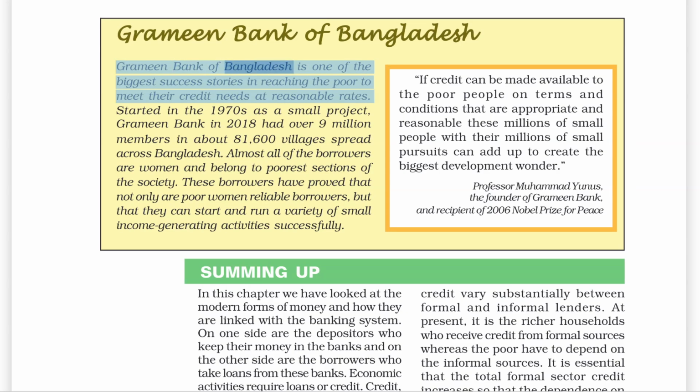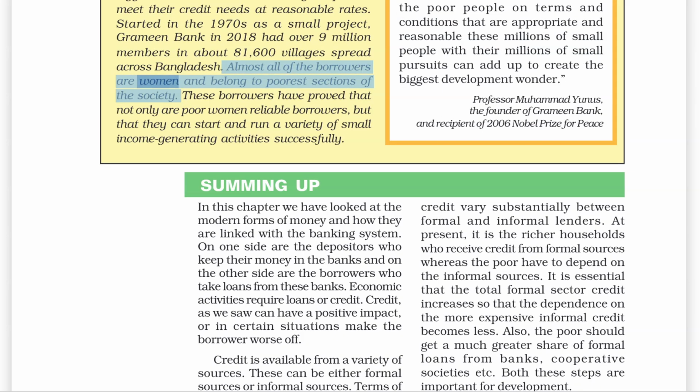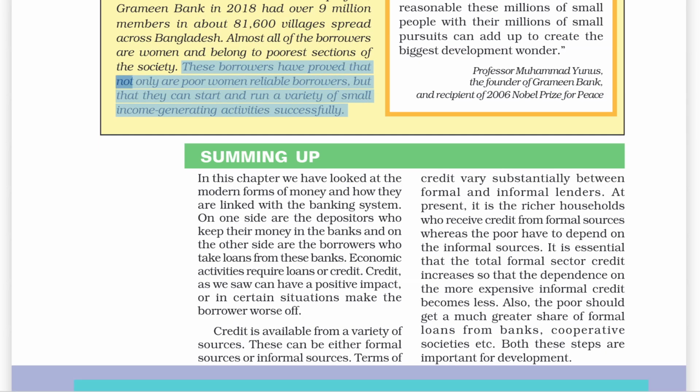Grameen Bank of Bangladesh is one of the biggest success stories in reaching the poor to meet their credit needs at reasonable rates. Started in the 1970s as a small project, Grameen Bank in 2018 had over 9 million members in about 81,600 villages spread across Bangladesh. Almost all of the borrowers are women and belong to poorest sections of the society. These borrowers have proved that not only are poor women reliable borrowers, but that they can start and run a variety of small income-generating activities successfully.